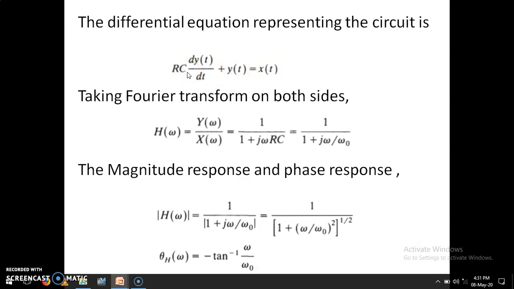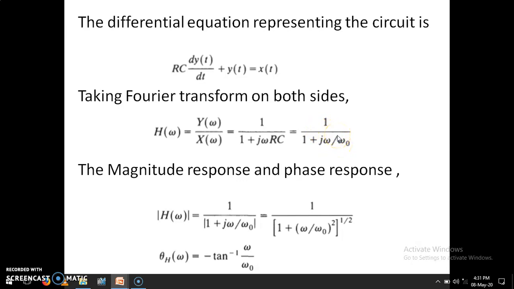Let us apply the Fourier transform on either side. If we apply the Fourier transform on either side, RC times the Fourier transform of dy/dt is jω Y(jω), plus Y(jω) equals X(jω). Now, bring Y(jω) common, and you will have Y(jω)(RC jω + 1) = X(jω). So H(ω) = Y(jω)/X(jω) = 1/(1 + jωRC). This is pretty much straightforward. I am making ω0 = 1/RC.